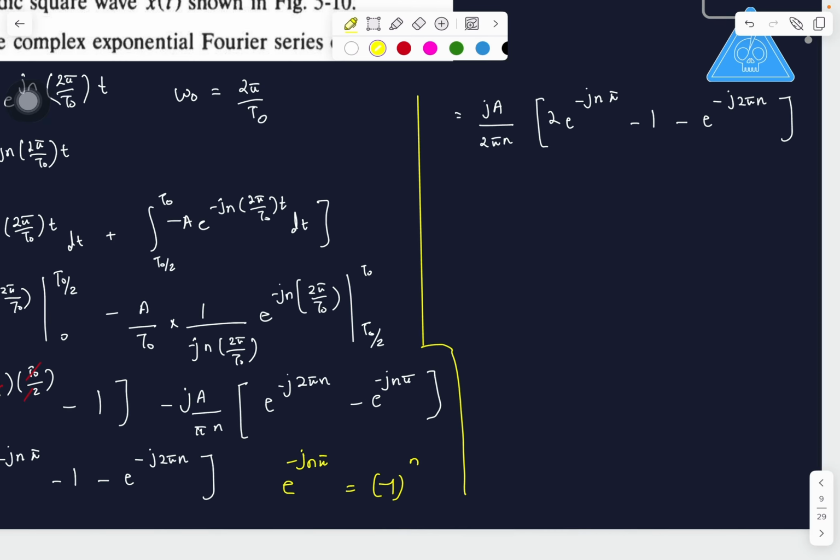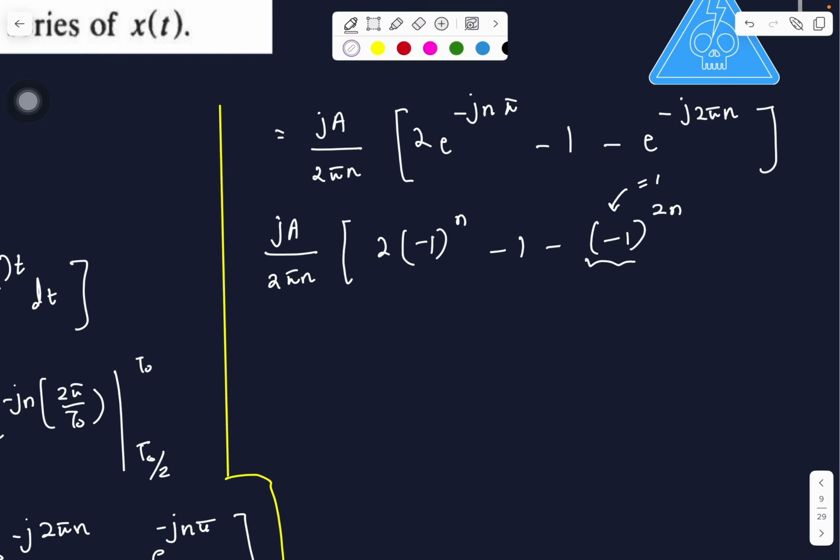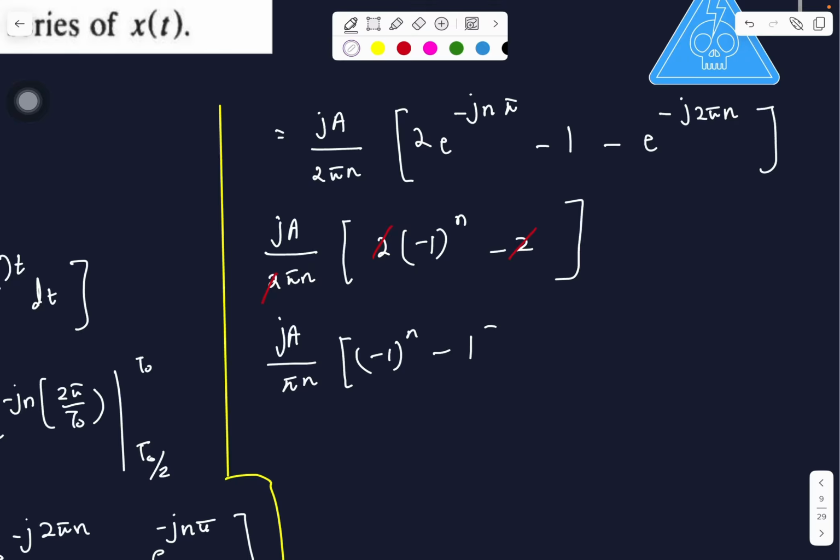Okay, substitute with the identity we said. It will be JA over 2 pi n, 2 minus 1 to the power of n minus 1 again, minus negative 1 to the power of 2n. Minus 1 to the power of 2n is 1. So this one is 1, this term minus 1 will be 2. So we can cancel this 2. So it's JA over pi n minus 1 to the power of n minus 1.